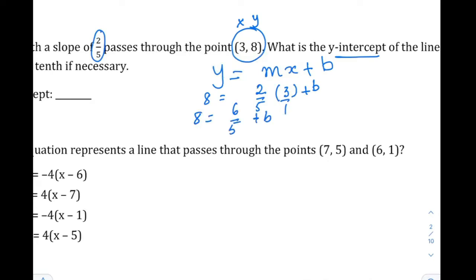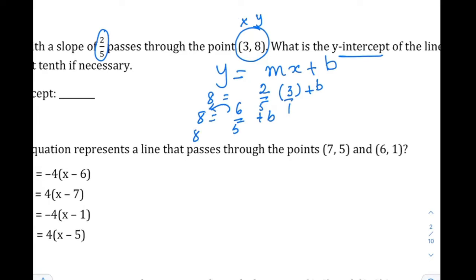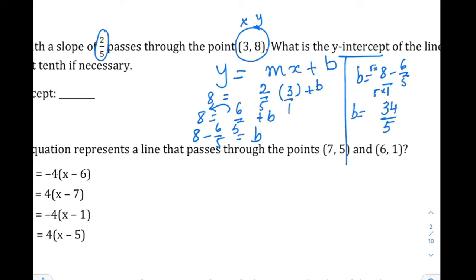If you multiply 2 by 3, 5 by 1. Take this to the other side. So 8 minus 6/5 is b. If you want to do it mentally, just multiply by 5 by 5. 40 minus 6, which is 34. And 34/5, because we are making the denominators the same.